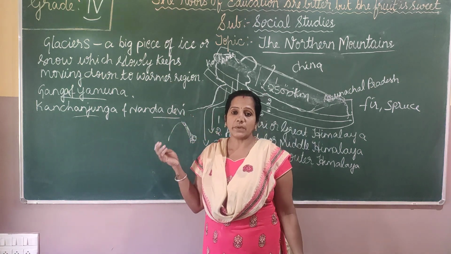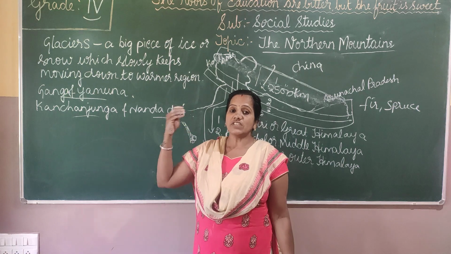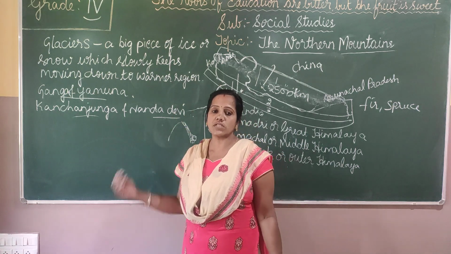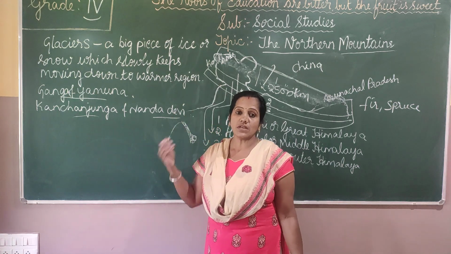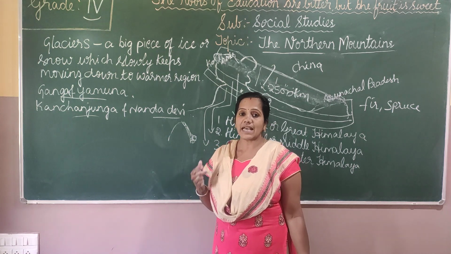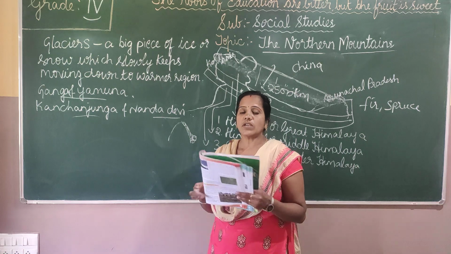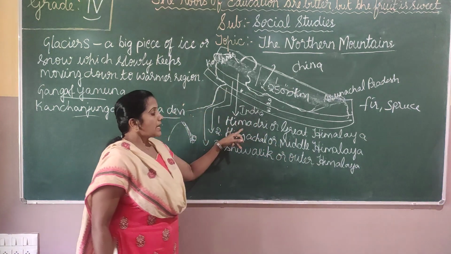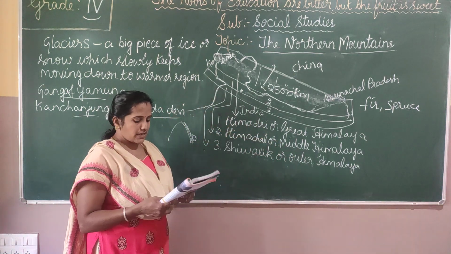Glaciers are a big piece of snow or ice which keeps rolling down, moving down to the warmer region. When they reach the warmer region, they melt and create rivers. Okay, so first we will talk about the Himadri or Great Himalaya.